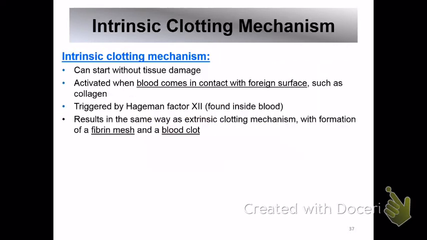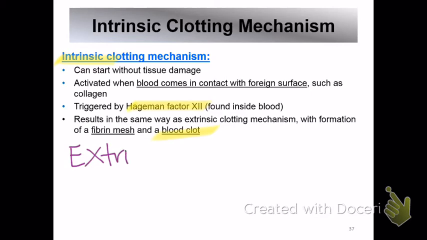Now, positive feedback. Intrinsic. And so intrinsic we would know would be inside the blood, right? So it can start without tissue damage, so it's inside, intrinsic. Activated when blood comes in contact with a foreign surface, such as, it says collagen there, but we're going to say such as that calcium, right? But collagen too. Triggered by, extrinsic was thromboplastin. Intrinsic was the Hageman factor. That's just the chemical messenger that starts the process. So, inside the blood. And so make sure you got kind of a summary here.